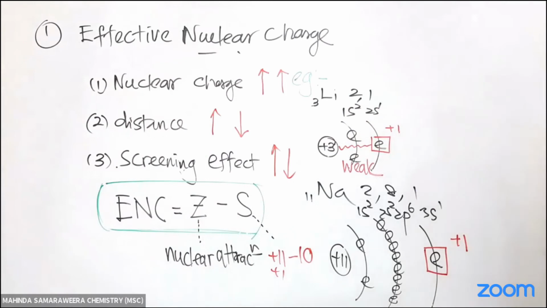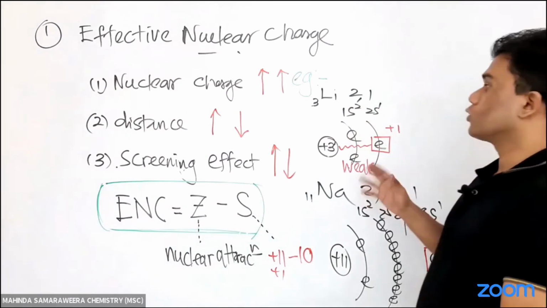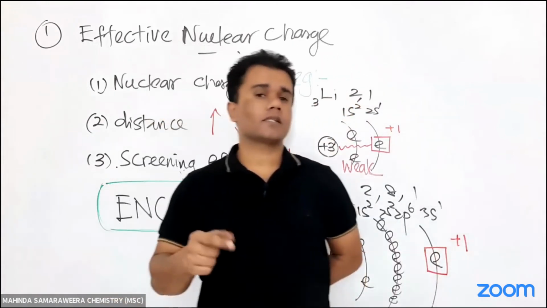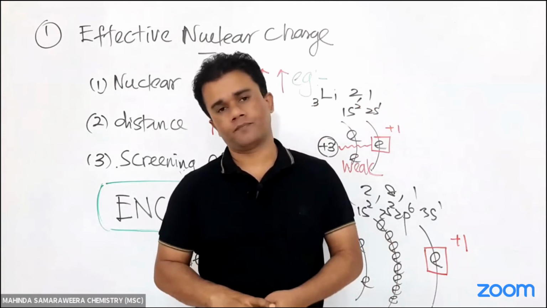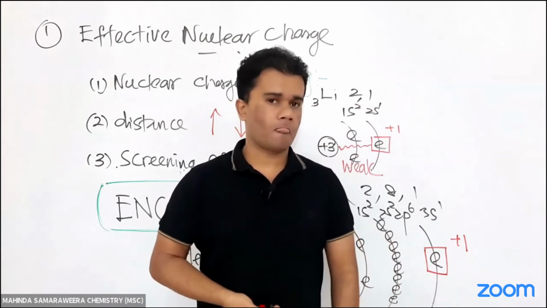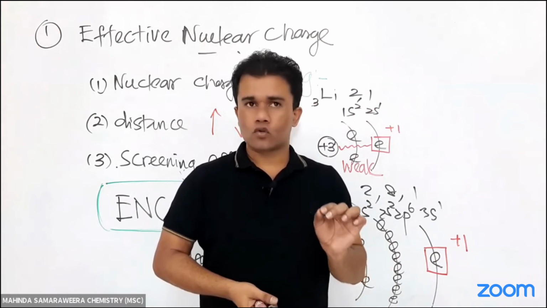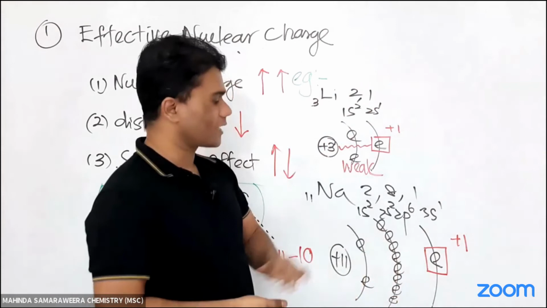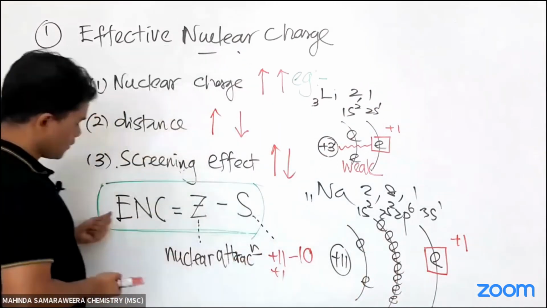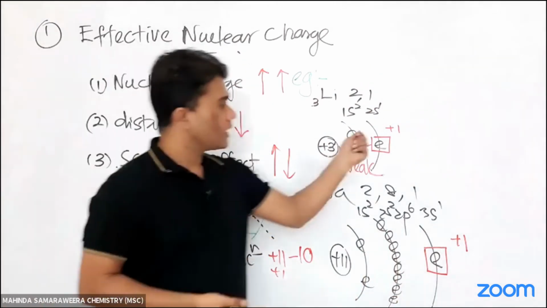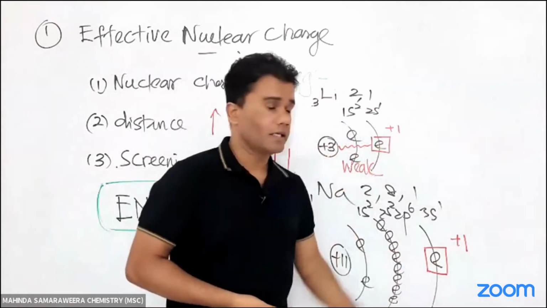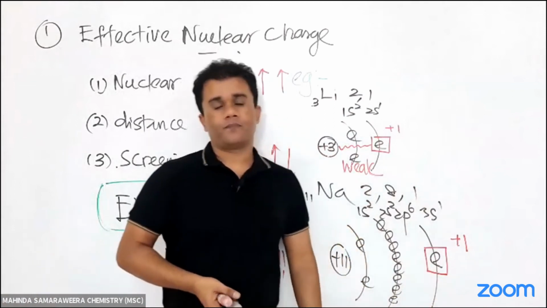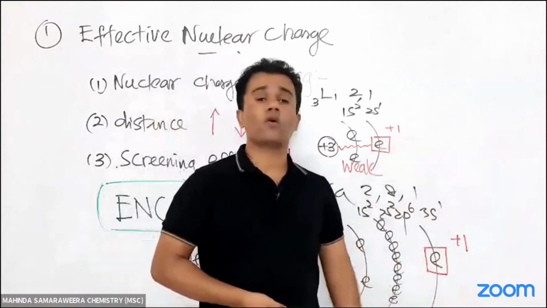Then what is your idea? Does effective nuclear charge going down the group increase, decrease, or remain constant? What do you think here? Effective nuclear charge is the true nuclear attraction felt by the outer electron. When you use this equation, here you get plus 1, here also plus 1. According to that, it remains constant, but it is not. If you say it's constant, it's wrong.